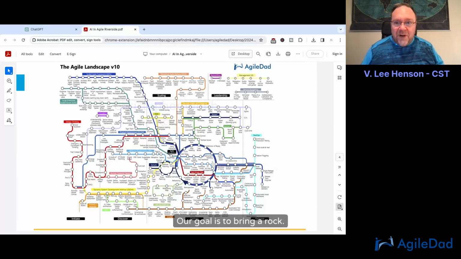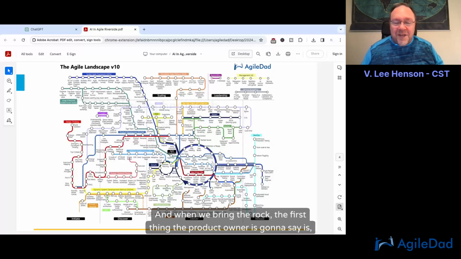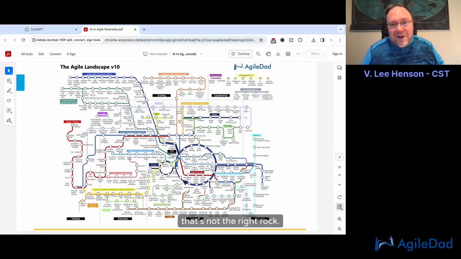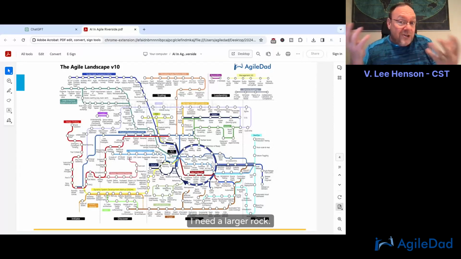Our goal is to bring a rock. We're going to bring a rock. And when we bring the rock, the first thing the product owner is going to say is, that's not the right rock. It's too small. I need a larger rock.